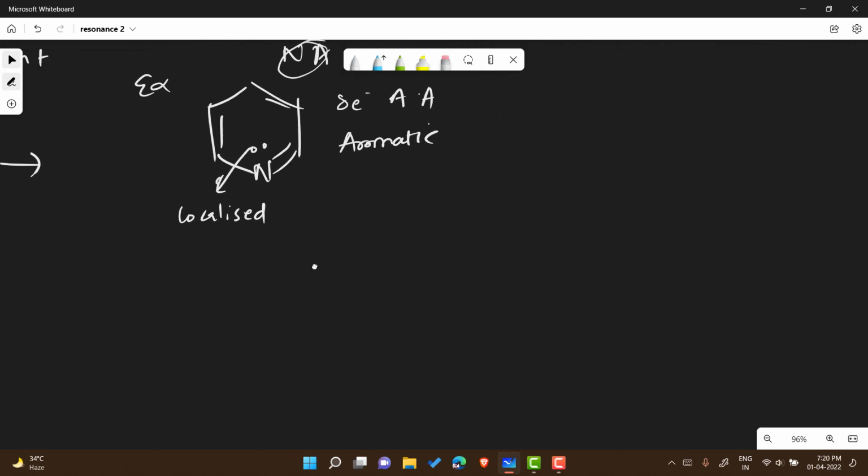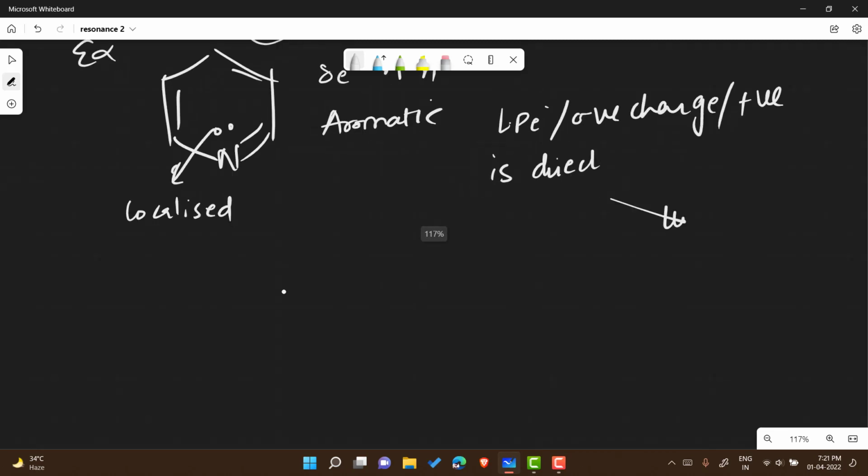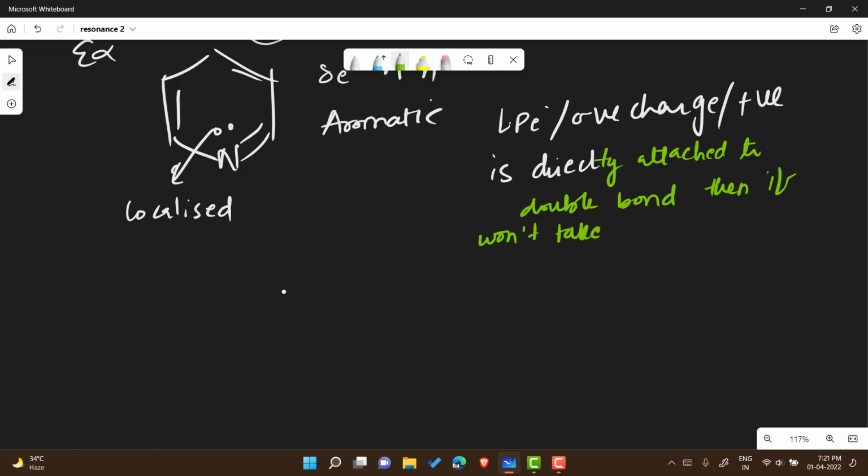I'll give you this concept of why this is localized. So if a lone pair of electrons, or a negative charge, or a positive charge is directly attached to a double bond, then it won't take part in resonance. It won't take part in resonance. I'll tell you why too. Why would it not take part in resonance?